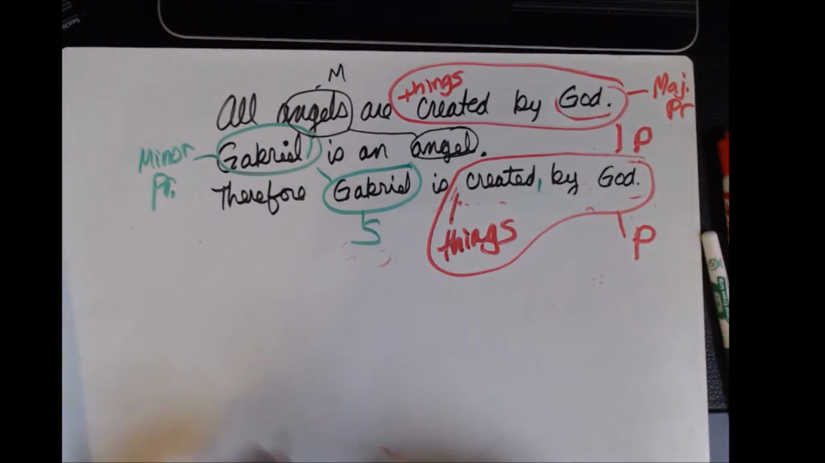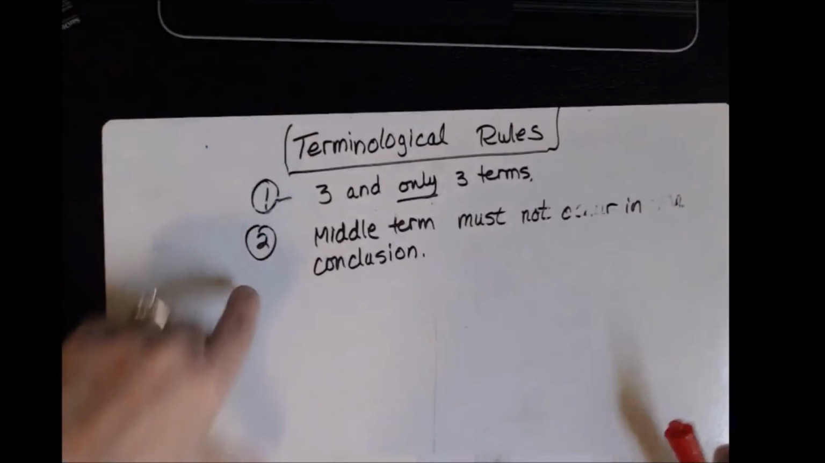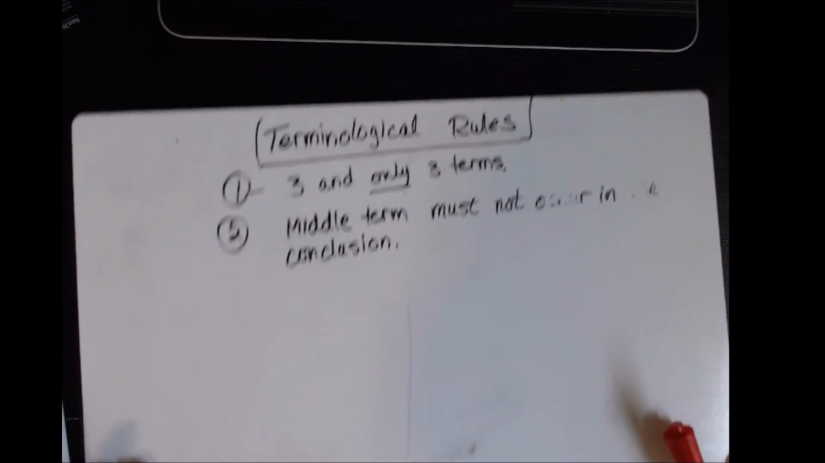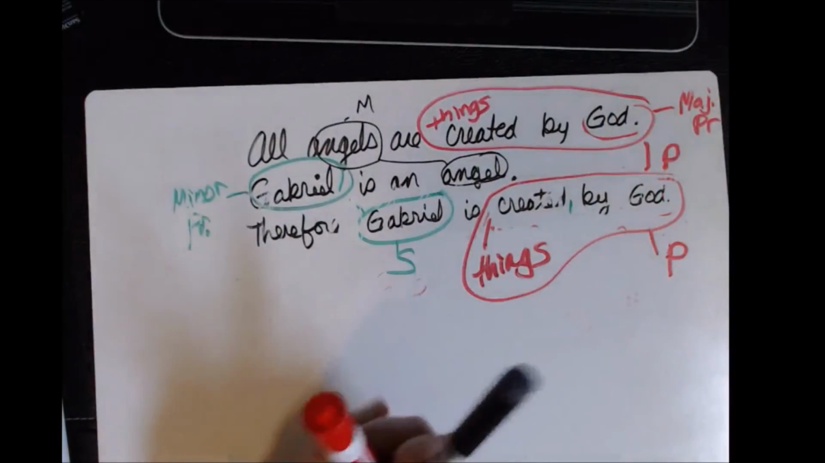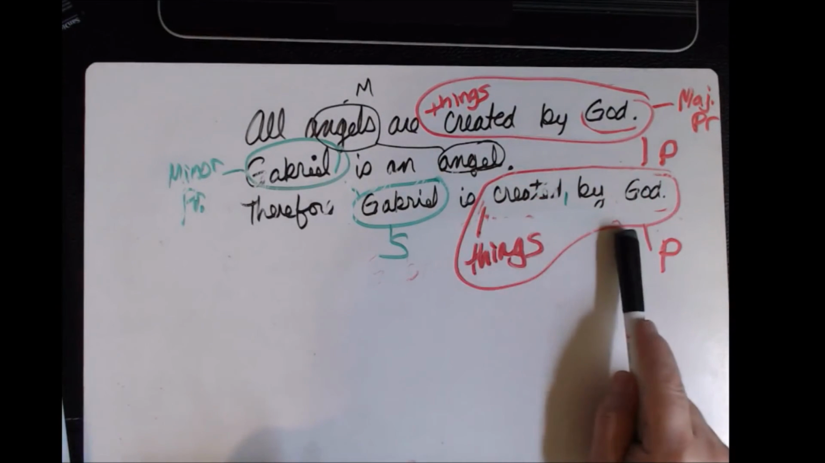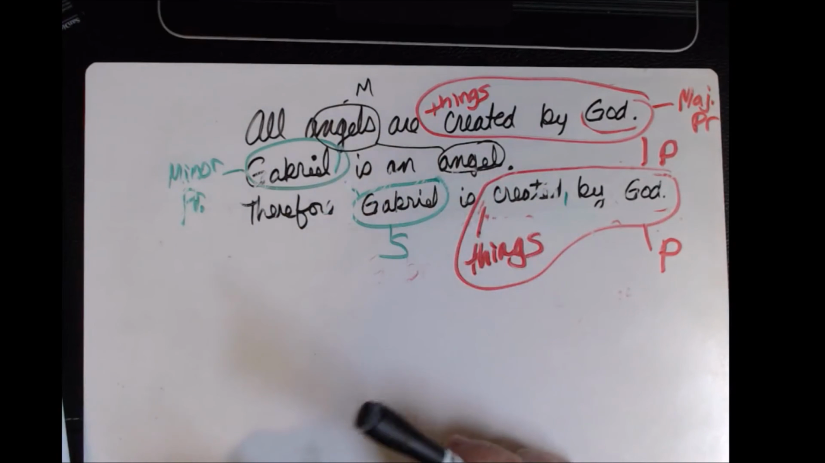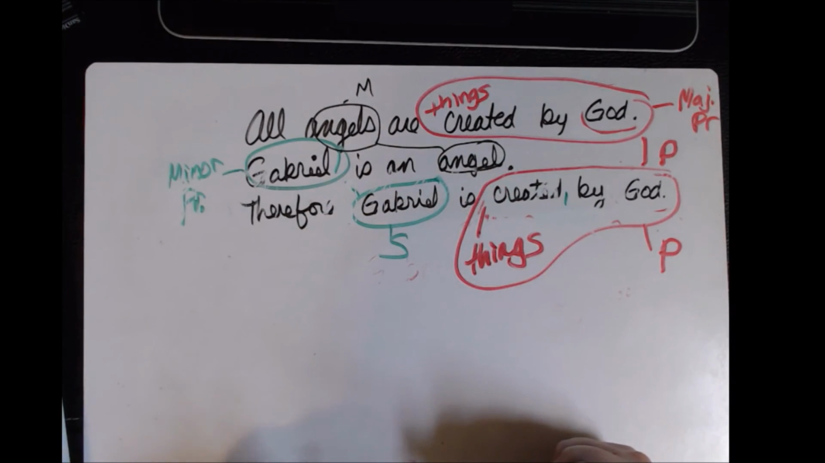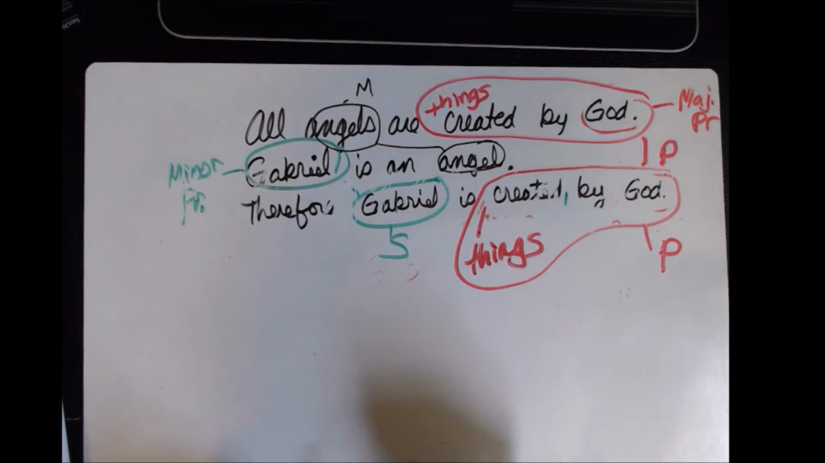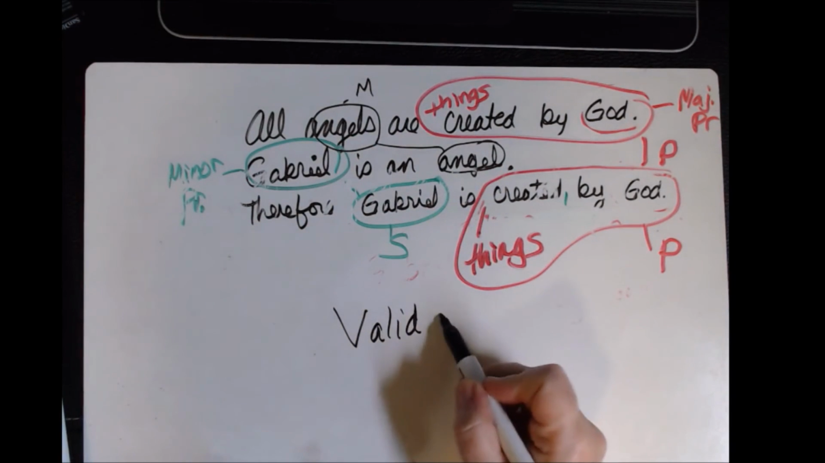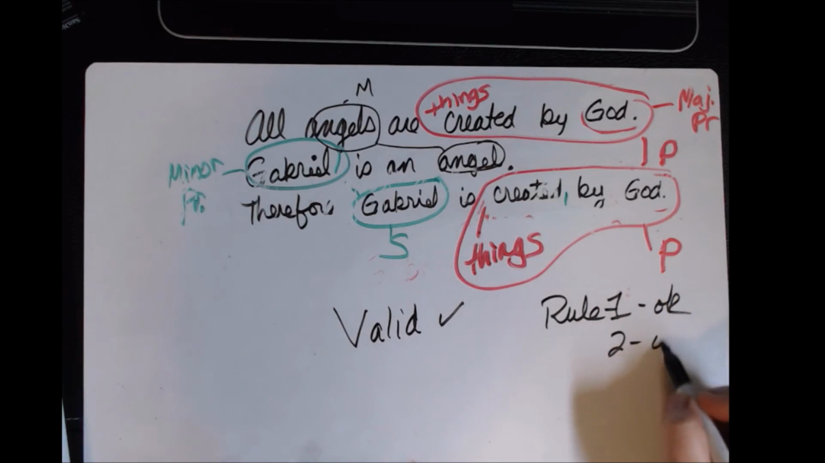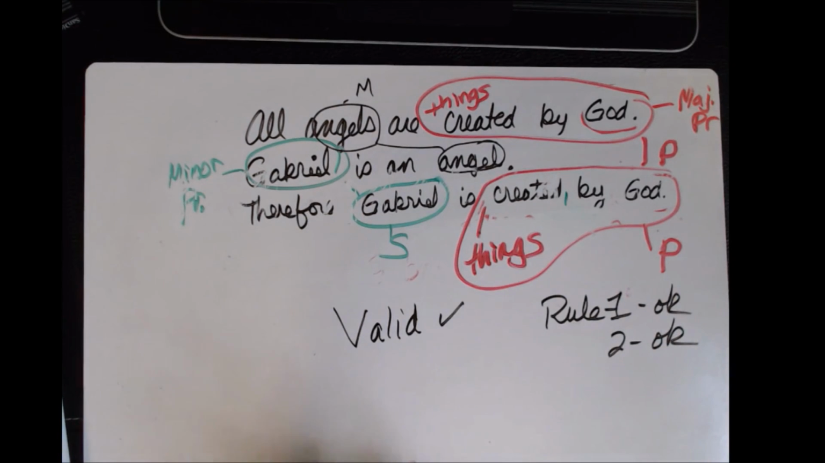So let's check the two rules. What were my two rules again? Must have three and only three terms, and the middle term must not occur in the conclusion. Let's check. Rule number 1, does it have three and only three terms? We take all of this together as a group. So 1 term, 2 terms, 3 terms. Check. Rule number 1 is good. Rule number 2, the middle term must not occur in the conclusion. Here's our middle term. It is not in the conclusion. So this syllogism is valid. Yay, because rule number 1 was okay, and rule number 2 was okay. So that's the only syllogism on quiz 11 that was valid.